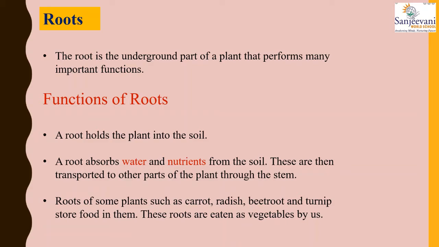A root absorbs water and nutrients from the soil, and they are then further transported to other parts of the plant through the stem. Roots of some plants such as carrot, radish, beetroot and turnip store food in them, and these roots are eaten as vegetables by us.